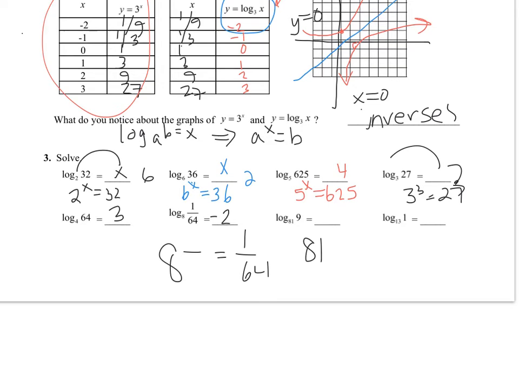And then 81 to some power equals 9. So 81 to the 0, no. 81 to the negative 1, positive 1, no. So it's actually the square root of 81 is equal to 9, so this has to be 1/2. And then 13 to some power equals 1. That has to be 0. Any number to the 0 power is 1.